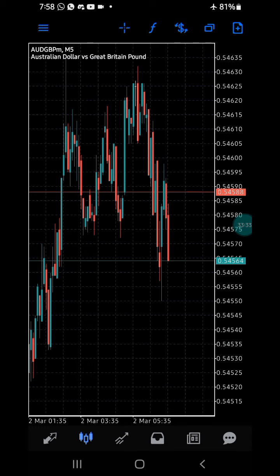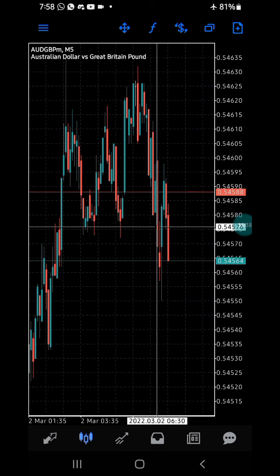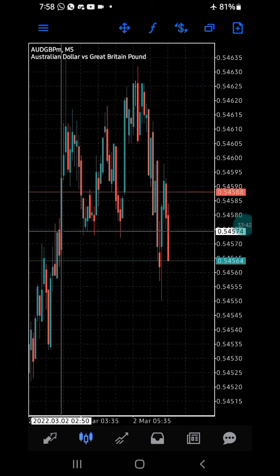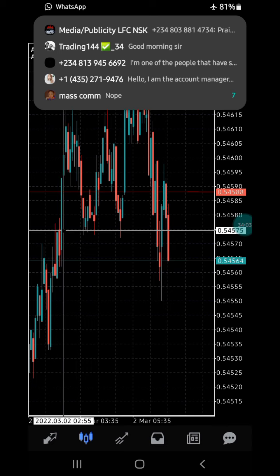At this moment, when I click on the cross icon, you notice that the difference between every candlestick is 5 minutes. Okay, let's go to this green candlestick. You notice it's at 0250 on the 2nd of March. Then the next one is 0300. Okay, the next one is 0255.